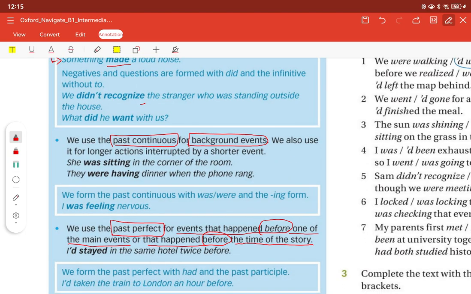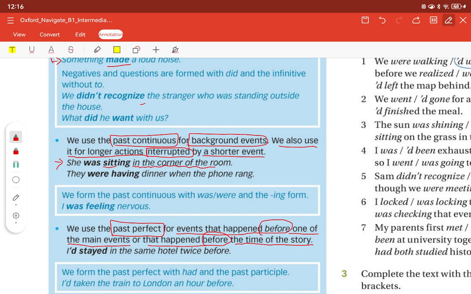Next, past continuous. We use past continuous for background events, and we also use it for longer actions interrupted by shorter events. Let's take a look at these two example sentences. She was sitting in the corner of the room. Where is she sitting? She's sitting in the corner of the room. So you can say that is a background event. I will explain in more detail later in the video the differences between background events and main events.